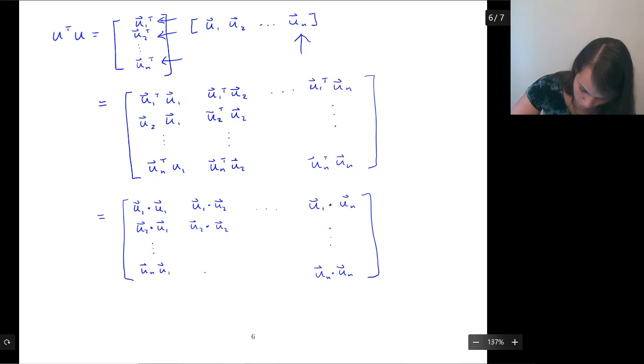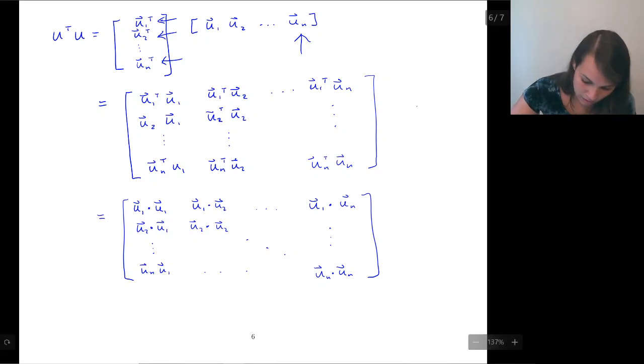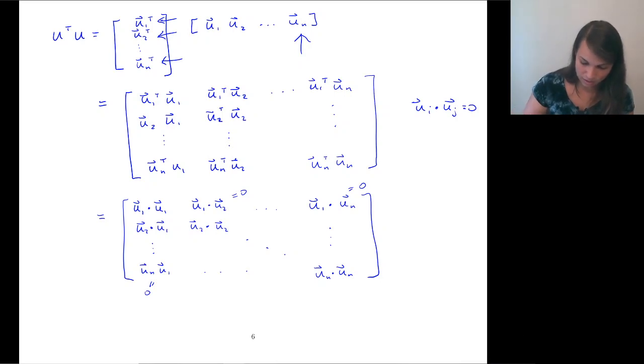So why is this useful for us? Why is this helpful? Because we know things about the dot products for the columns of U. We know that it's orthonormal. That means its columns are orthogonal. So that means that Ui dot Uj equals 0 when they're not the same. So this entry, 0. This entry, 0. This entry, 0.